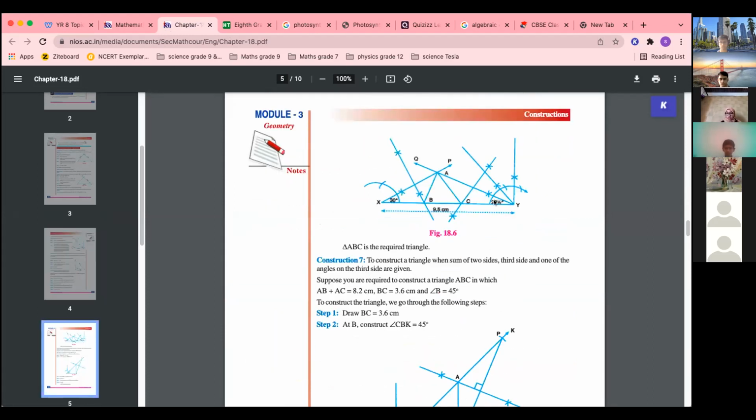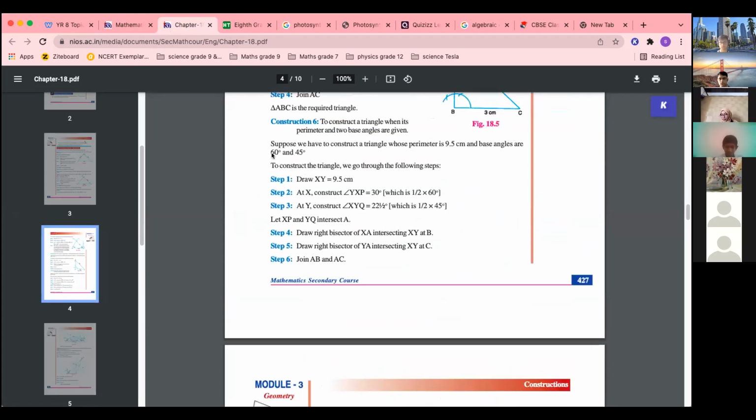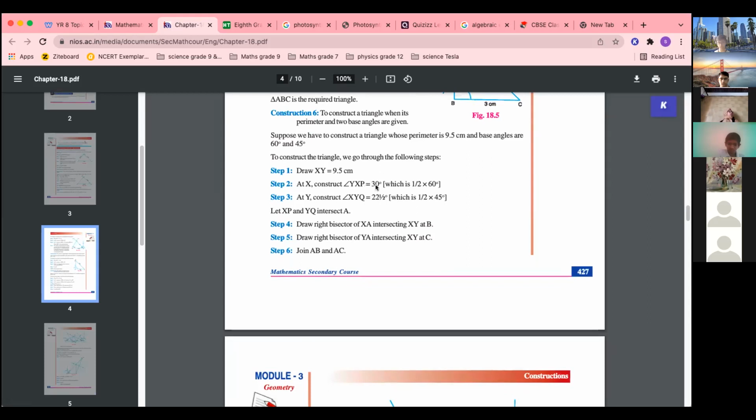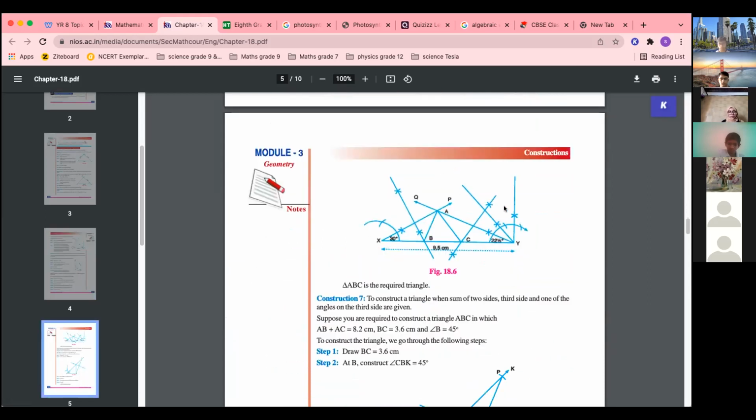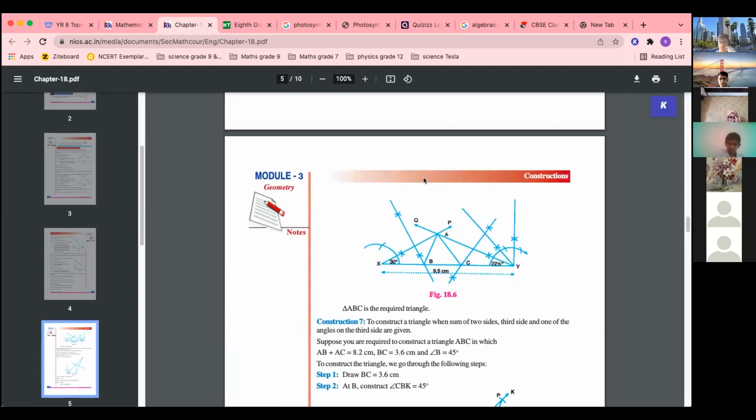Okay. Then construct the 2 angles given, 60 and 45. So what we'll do is take half of 60 and half of 45. What is half of 60? Half of 60 is 30 and half of 45 is 22 and a half. So we will draw these 2 angles at the ends. You know how to draw 30, and you know how to draw 22 and a half: half of 45 gives you 22 and a half. So we'll draw the half angles, and extend these 2 angles to get the point A.